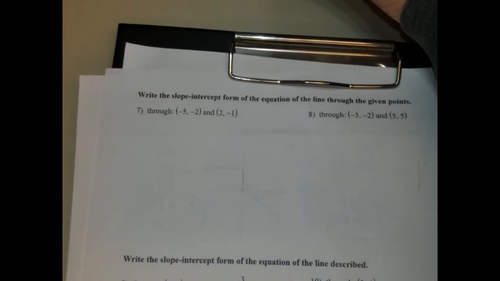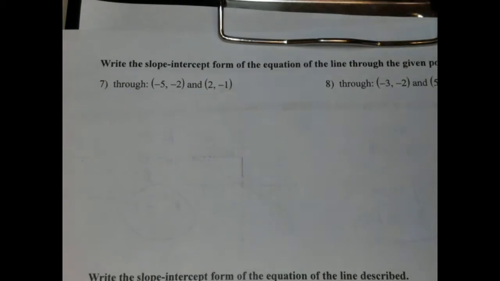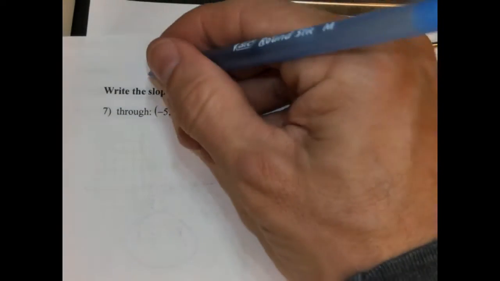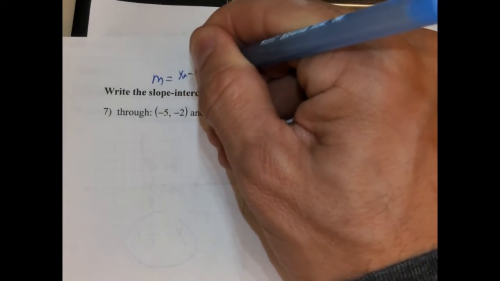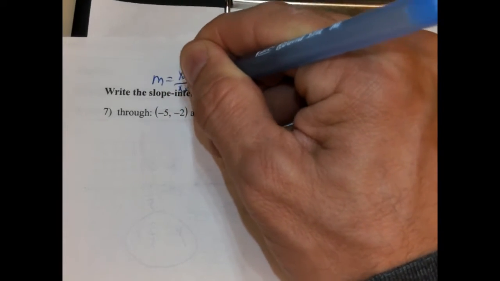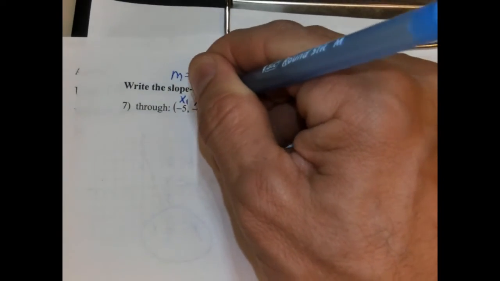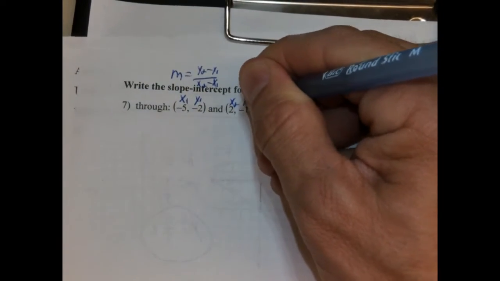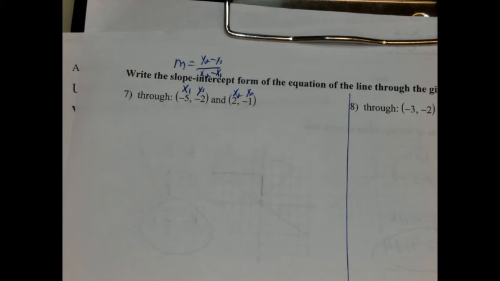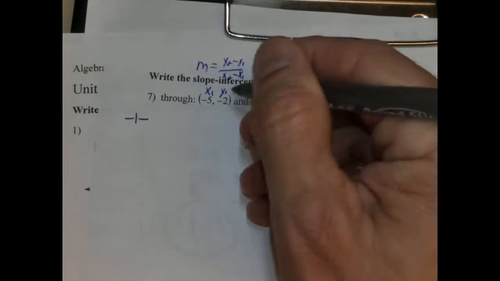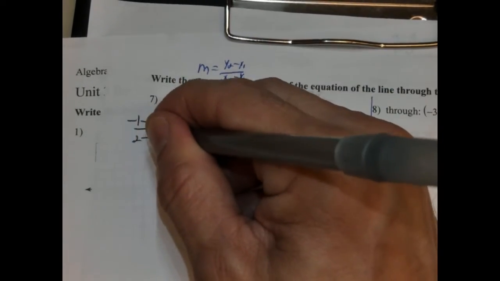Let's see here. All right, so now they're asking us to find the equation of a line given 2 points. So we have to use the slope formula, which is m equals y2 minus y1 over x2 minus x1. So we have to calculate that first. So x1, y1, x2, y2. So first let's calculate that. So we're going to have negative 1 minus negative 2 over 2 minus negative 5.